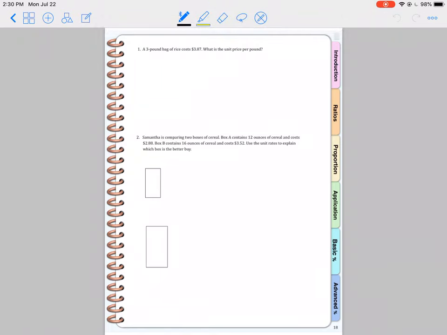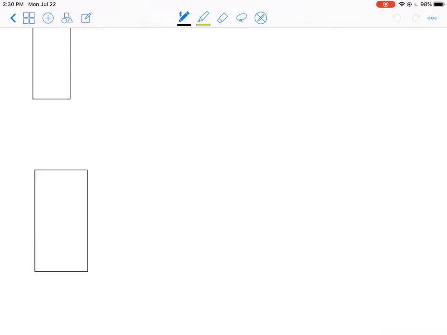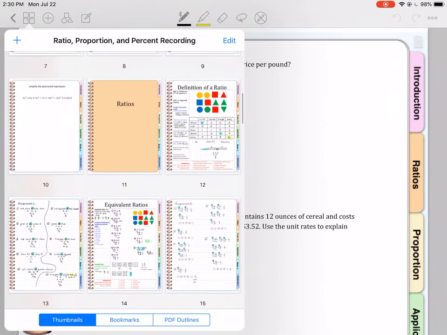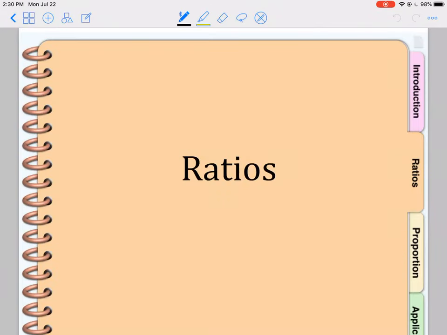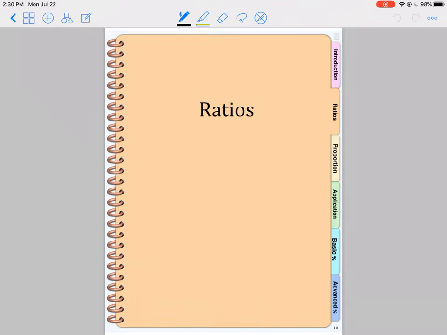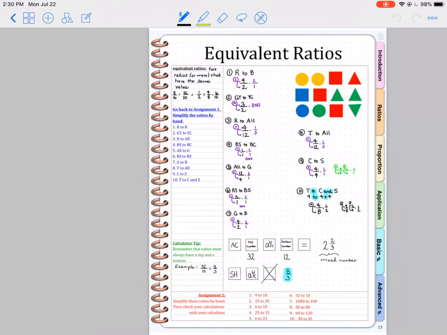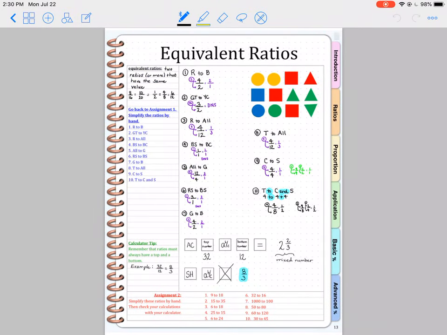I'm on page 18 of our work text, and we have some word problems to do using the skills that you've already learned. And let me just flip back through. I won't do this often, but remember we're in the ratio section. So we started out with describing what a ratio is. And then we talked about equivalent ratios, reducing them especially to lower terms.